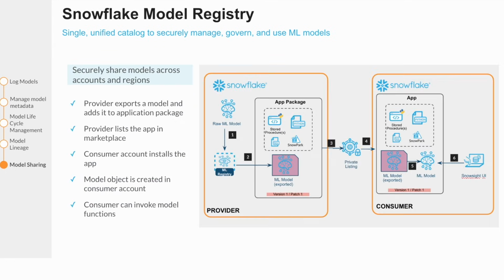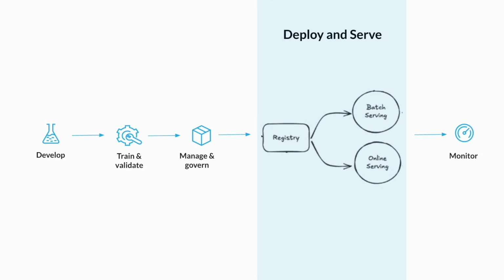You can also securely share models across accounts and regions in Snowflake. As a provider, you export the model and include it in an application package, which is then listed on the Snowflake marketplace. A consumer installs the app and the model object is created directly in their account, allowing them to seamlessly invoke model functions as part of their workflows. Now let's move to the next step of our ML workflow, which is model deployment and serving.